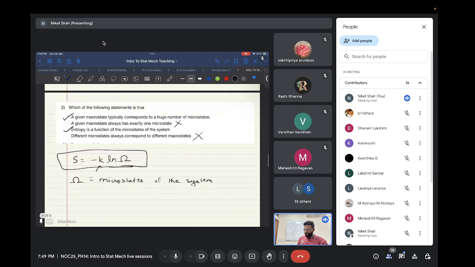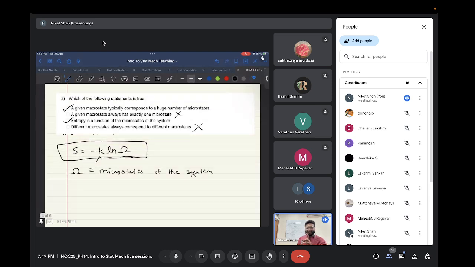Oh wait, actually I understood this. Sorry, my bad. The second question, who asked me the question? Rashi, right? Yeah. Okay, so right, my bad. When I'm writing this, entropy is a function of the microstates of the system. Right, the statement is actually wrong, and I understood why. Because it's not actually a function of microstates, it's actually a function of the number of microstates. And there is a difference.